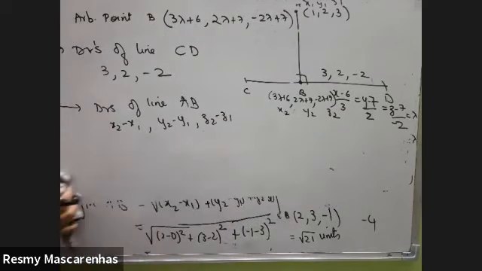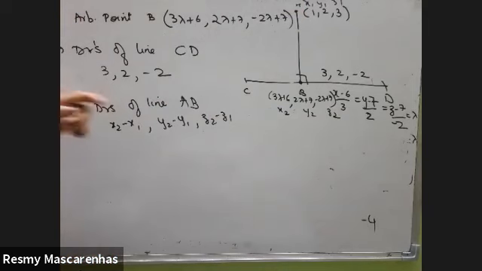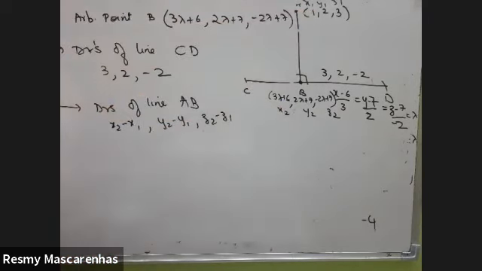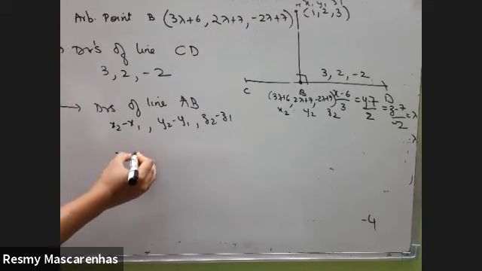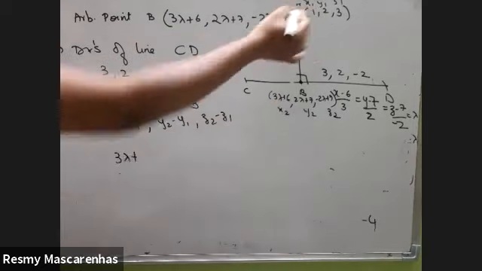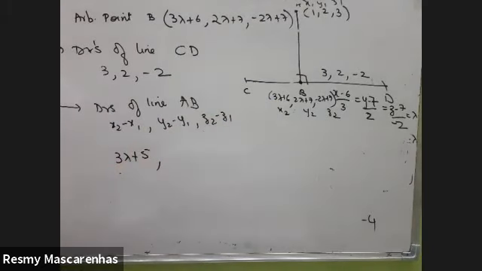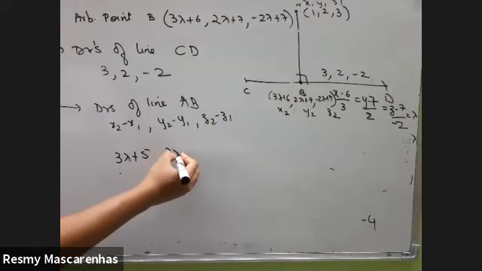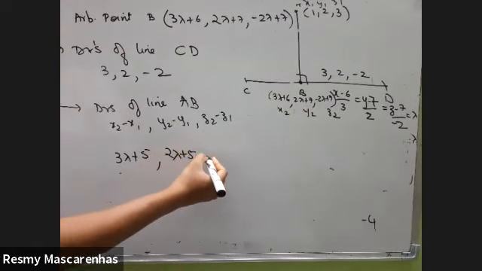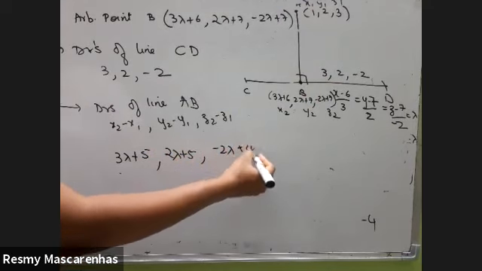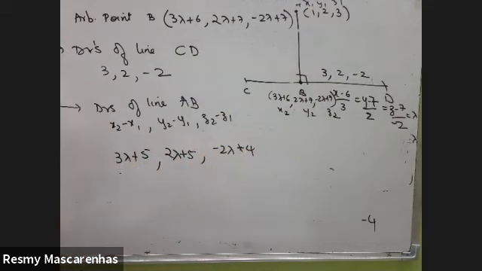So straight away again calculate in your mind only and write the answer. 3 lambda plus 6 minus 1. No putting round brackets, it will be wrong. Then 2 lambda plus 7 minus 2 is 2 lambda plus 5. And minus 2 lambda plus 7 minus 3 will be minus 2 lambda plus 4. So these are your direction ratios of line AB.